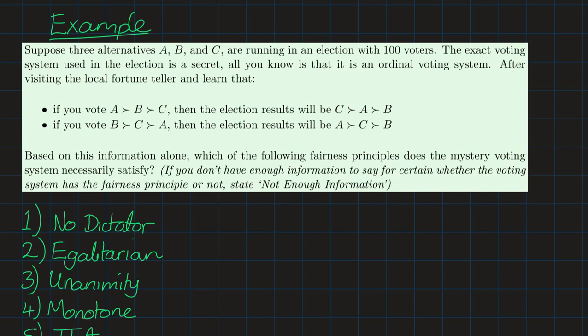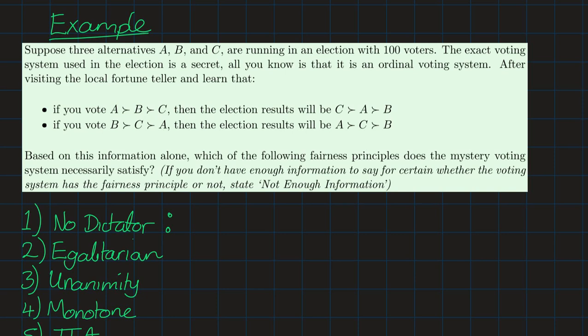How about this first one? The first one says no dictator. So the question is, does this mystery voting system have a dictator? Well, there are two options for the dictator. Either you could be a dictator or another voter could be a dictator. If there is a dictator, it has to be you or someone else. Well, are you a dictator? If you were the dictator, then whatever you say would be the outcome of the election. But you say A, B, C and the outcome is not A, B, C. So that means you are not the dictator, because it's not true that you completely decide the outcome of the election.